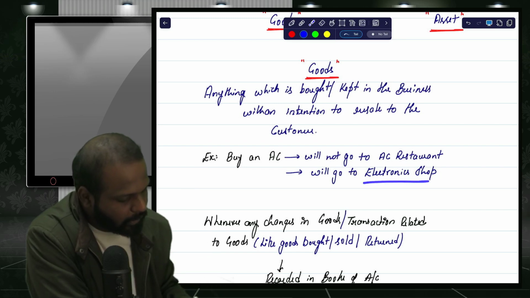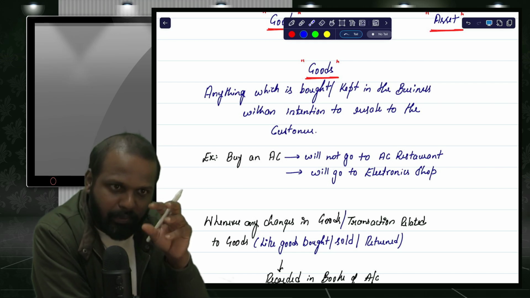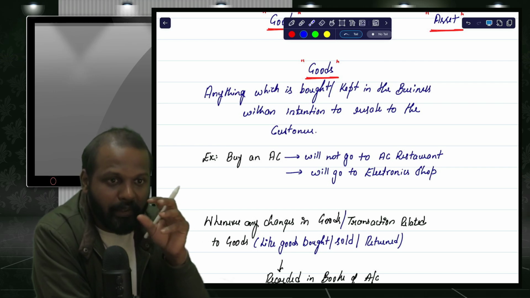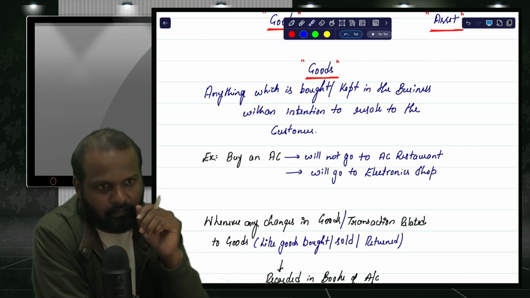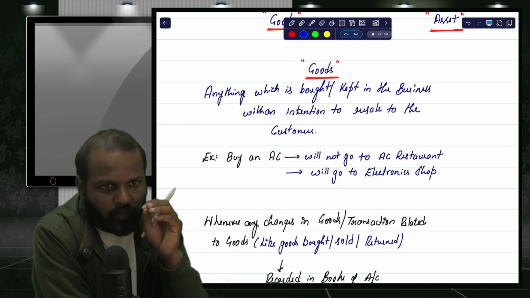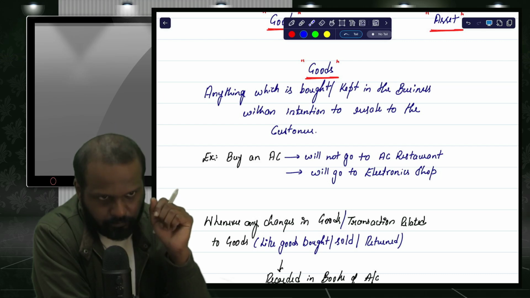Suppose you go to an electronic shop, Reliance Digital or Croma or something like that. They have kept the AC with an intention to sell. For them it's goods. They are going to resell to the customer. So anything which you have kept or bought with an intention to resell is going to be called goods.